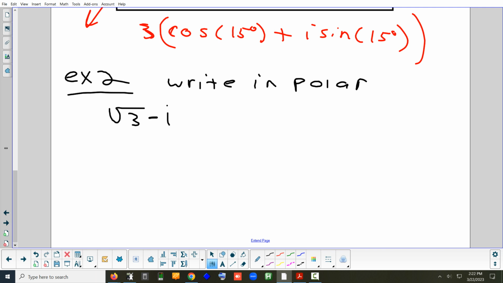Now, there's no number in front of the i that's written, but what number is always understood to be there? 1. If you want to put the 1 in, because it helps you to think of what the imaginary part is better, it's negative 1, you can put the 1. Okay. So, what's one of the two things we have to find?